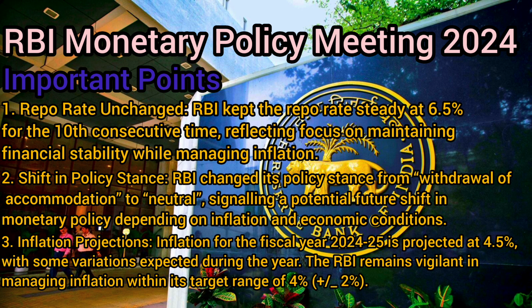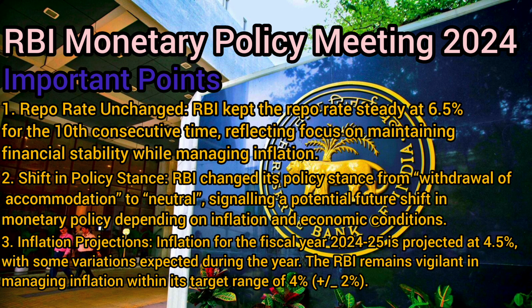The mention of some variation suggests that while the average is expected to be 4.5%, there may be fluctuations throughout the year. The variations can be due to seasonal factors, changes in demand and supply, or external shocks like commodity price changes.